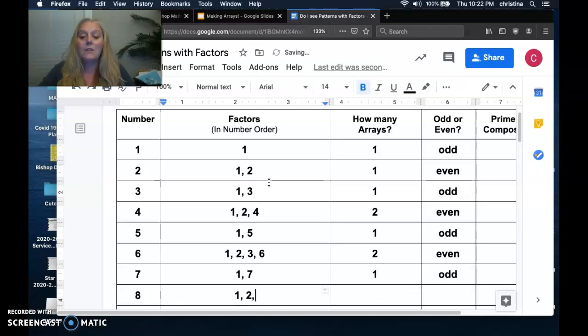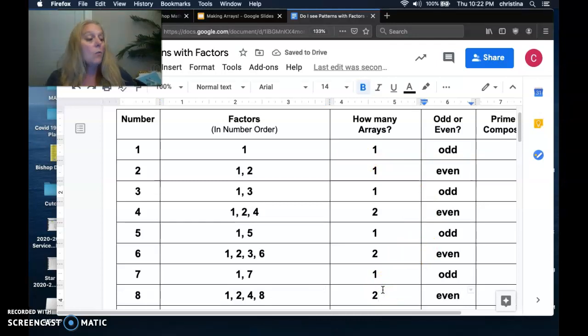And then we'll do 8. So 8 has factors of 1, 2, 4, and 8. So I can do 1 times 8. That's one array. And I can do 2 times 4. That's another array. So 2 factor pairs. That means we're going to have 2 arrays, which means we're going to have an even number.